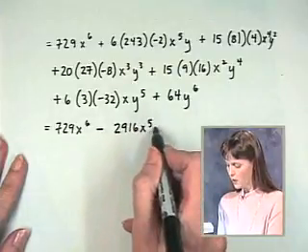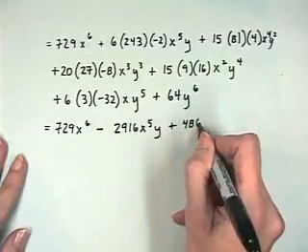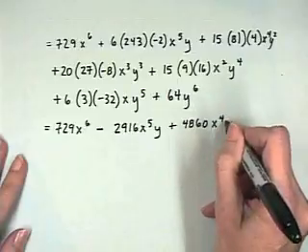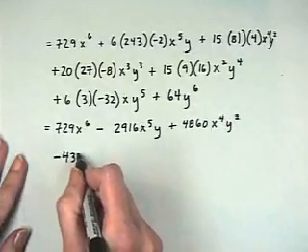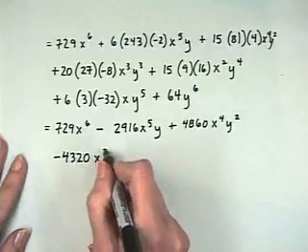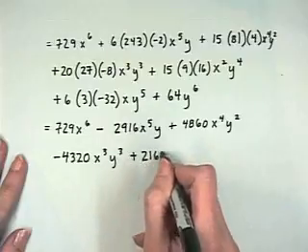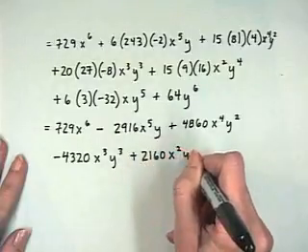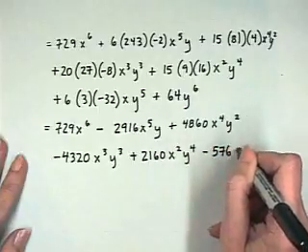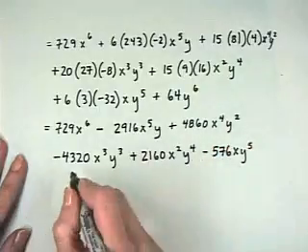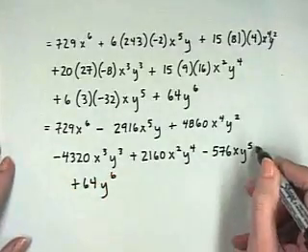In its simplified version, multiplying out, we get 729 x to the 6th minus 2,916 x to the 5th times y plus 4,860 x to the 4th power y squared minus 4,320 x cubed y cubed plus 2,160 x squared y to the 4th minus 576 x y to the 5th plus our 64 y to the 6th in our last term.